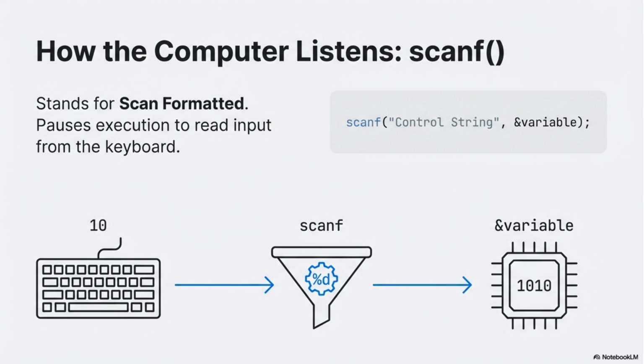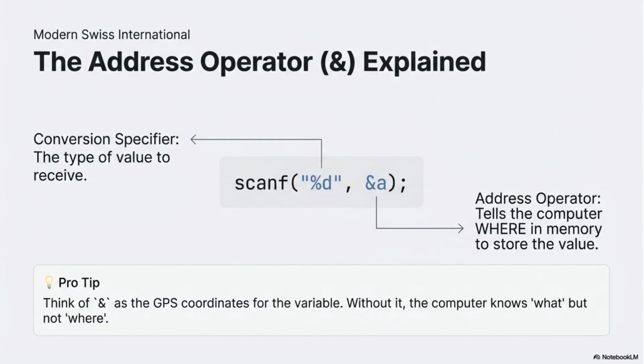The scanf function, short for scan formatted, allows the computer to listen by pausing execution and reading keyboard input. It uses a conversion specifier to determine the expected data type. The address operator, the ampersand symbol, is crucial for scanf. It tells the computer the exact memory location to store the received value, acting like GPS coordinates for the variable.